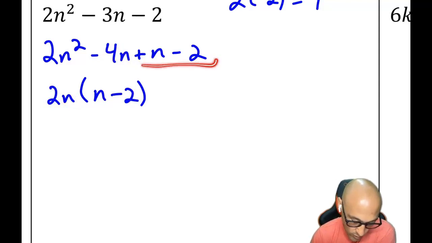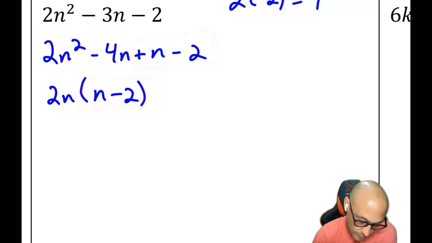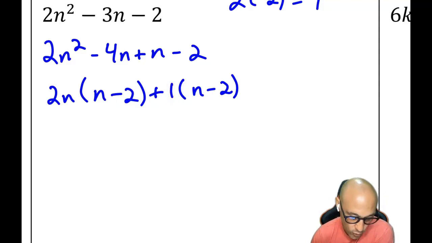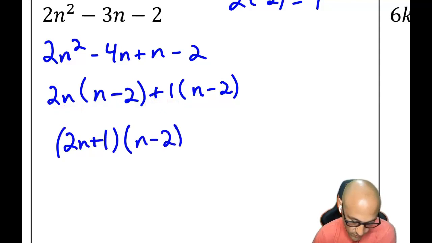So now we're going to focus on this part. And sorry about that. Look here, this is exactly the same as that. So it's just going to be plus 1 times the quantity n minus 2. And you actually don't have to have that 1 there, but it's pretty useful when you're looking at it this way, because now you can see that what we have is 2n plus 1 times the quantity n minus 2. And that's done.